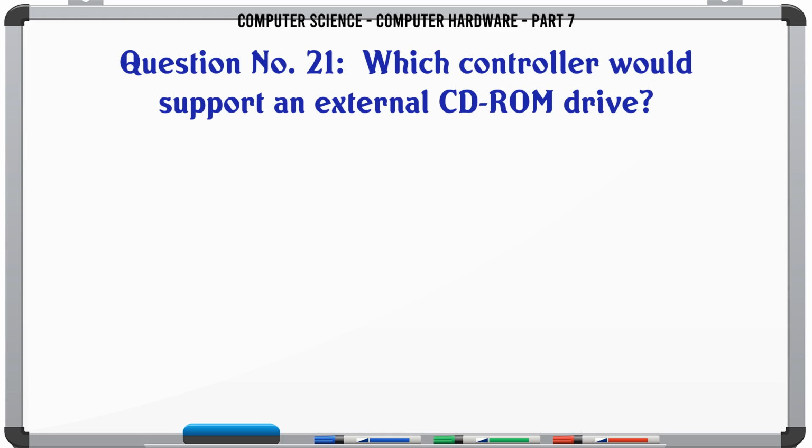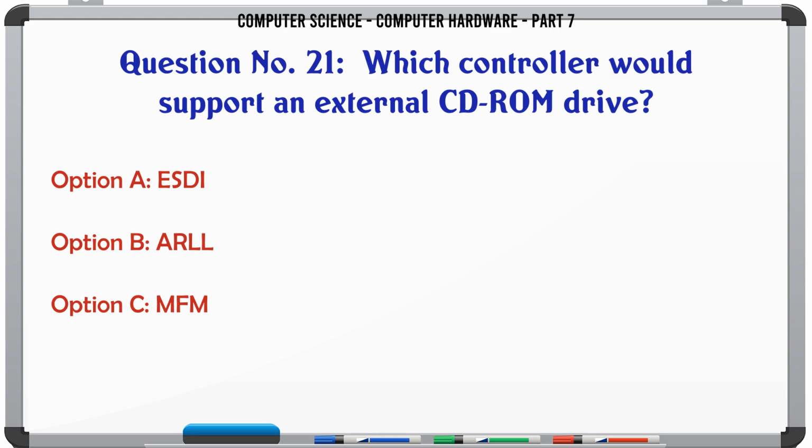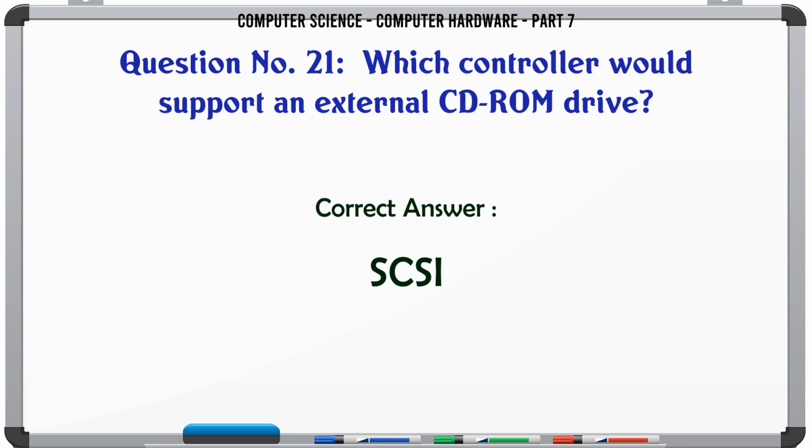Which controller would support an external CD-ROM drive? A. ESDI. B. IDE. C. MFM. D. SCSI. The correct answer is SCSI.